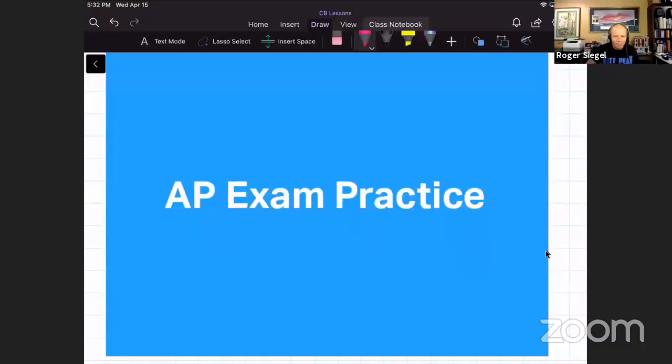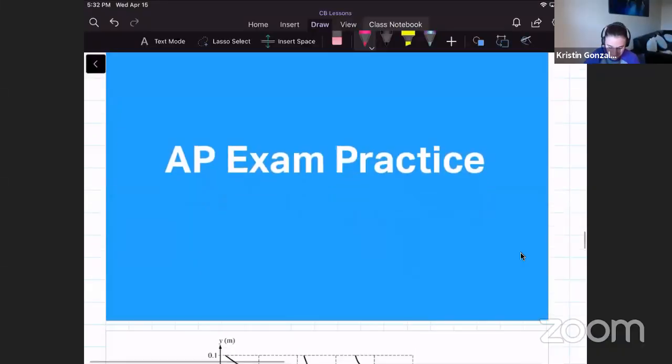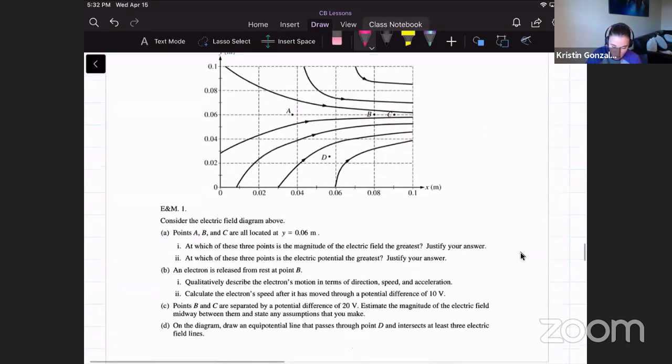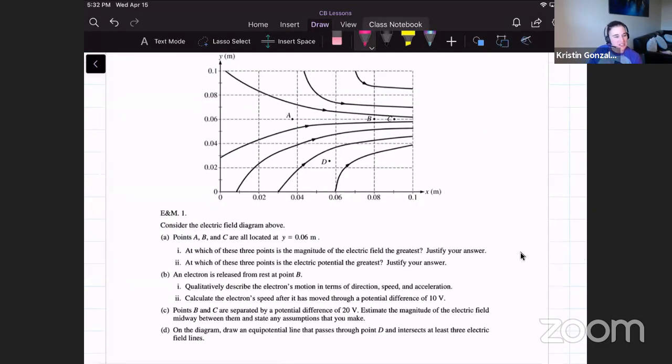Kristen, I know you're going to take us home. What you got? I am super impressed at how efficiently you got through those, Roger. We have one, maybe 1.5 questions to look at.